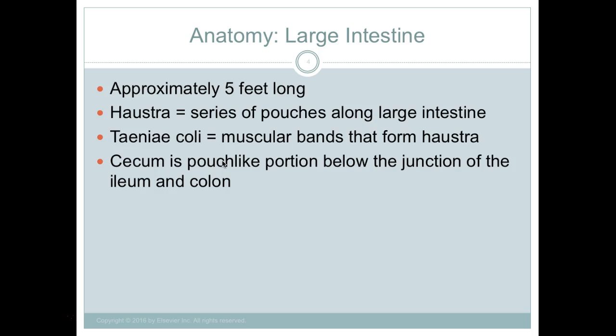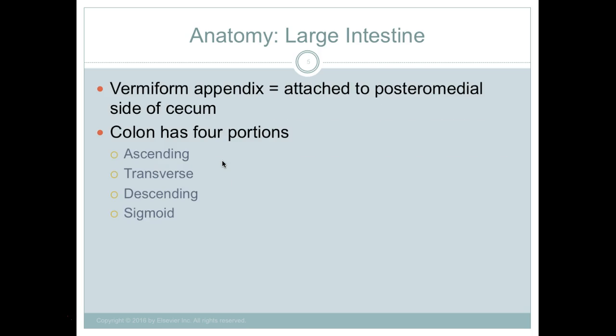So the cecum is a pouch-like portion below the junction of the ileum and the colon. The vermiform appendix attaches to the posterior medial side of the cecum, and the colon has 4 parts. There's the ascending, transverse, descending, and the sigmoid.